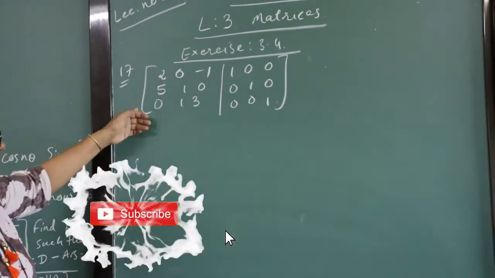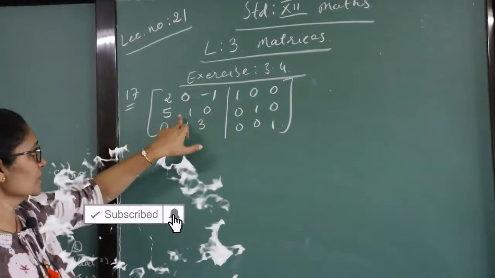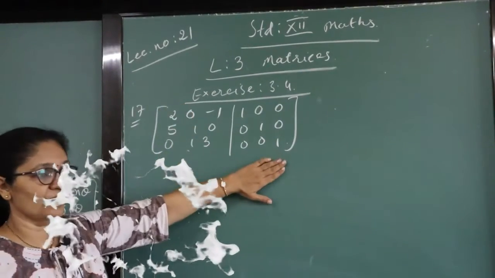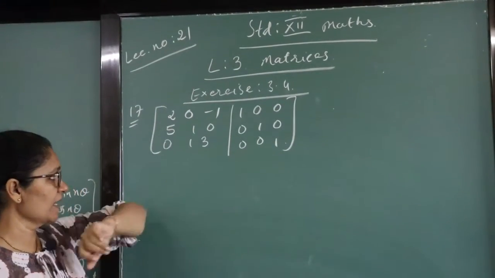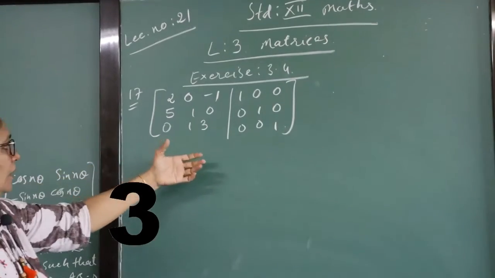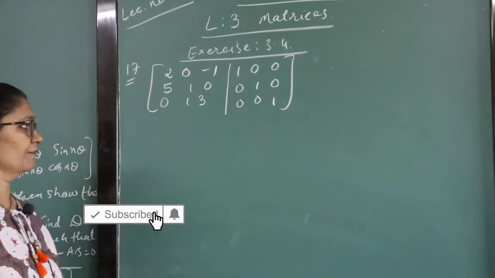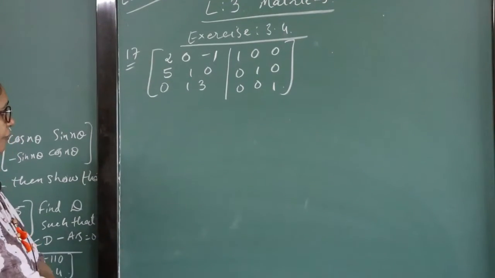I have written this question. Our first row is 2 0 minus 1, 5 1 0, 0 1 3. This is your matrix. We have written the identity matrix on the side. Now we have to make the identity matrix here, and here we get the inverse of it. So let's start with elementary operations.